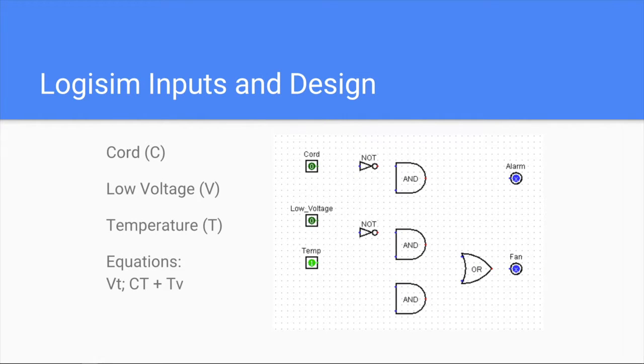The inputs for our fan and alarm circuit were already given to us as cord, low voltage, and temperature, and the outputs being alarm and fan. Following the AND gates, OR gates, and NOT gates, we inputted those into Logisim in this manner.